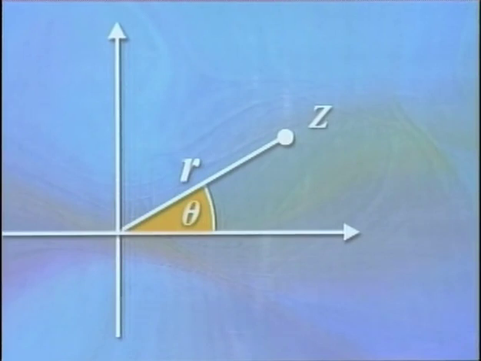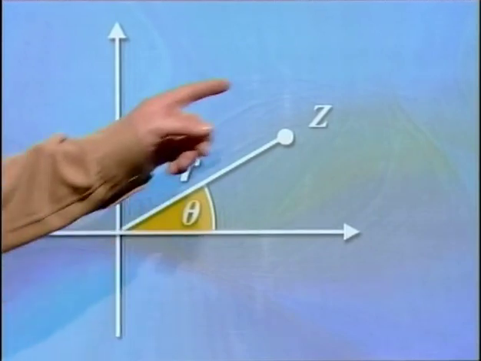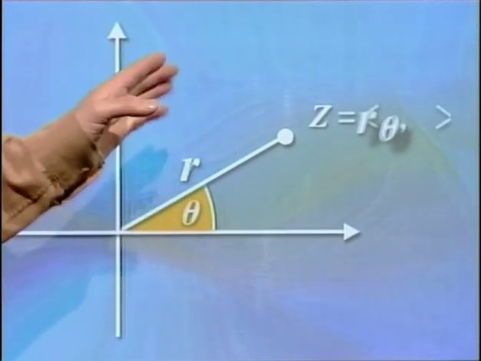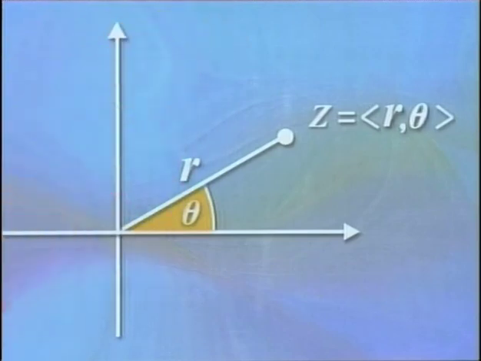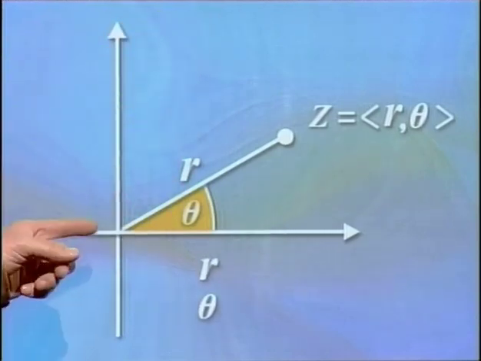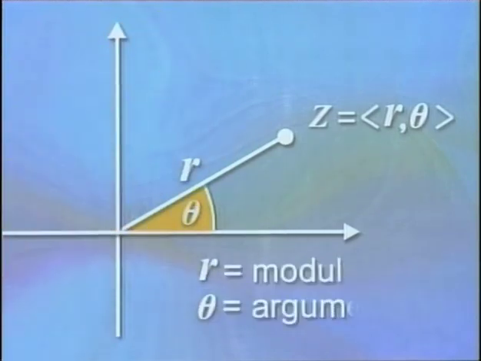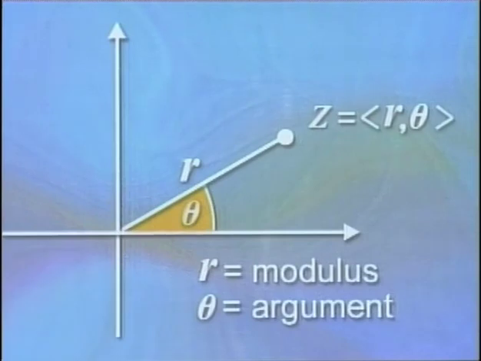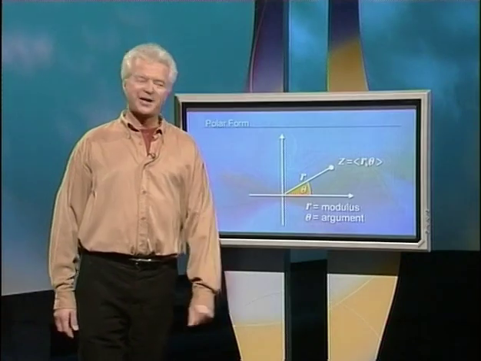The notation we use for representing this complex number is angle brackets with r and theta inside. Now, r is called the modulus of the complex number, and theta the argument of the complex number. So this is a different way of representing complex numbers in terms of the distance and the angle. So let's now look at an example.